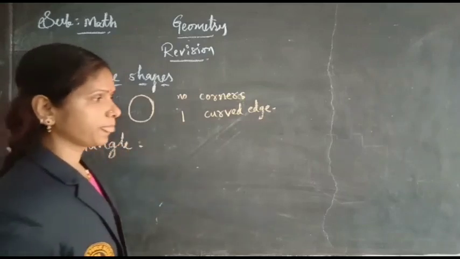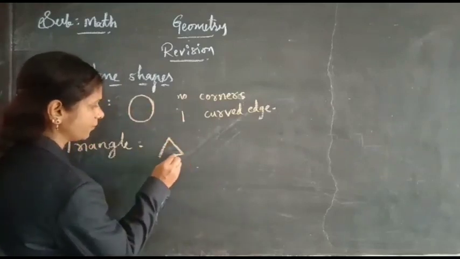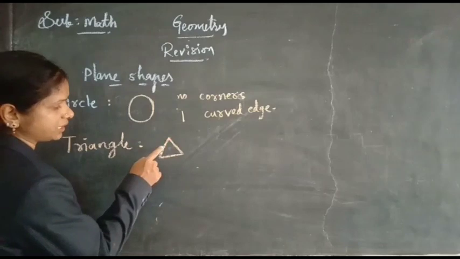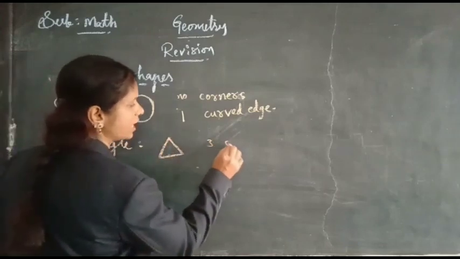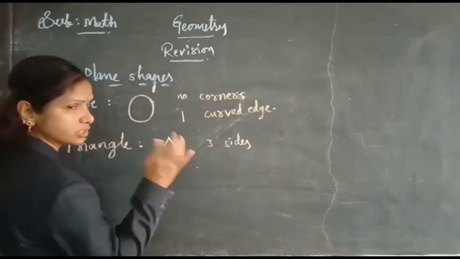Next, here triangle. Triangle means it has three sides. See here, you can see the shape of a triangle. It has three sides, 1, 2, 3. So it has three sides and 1, 2, 3, so 3 corners.